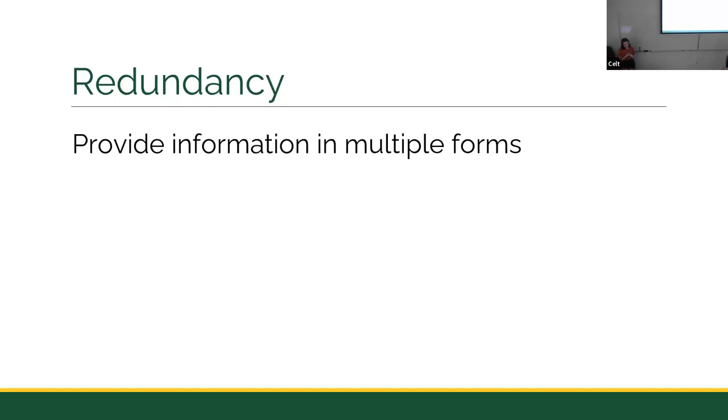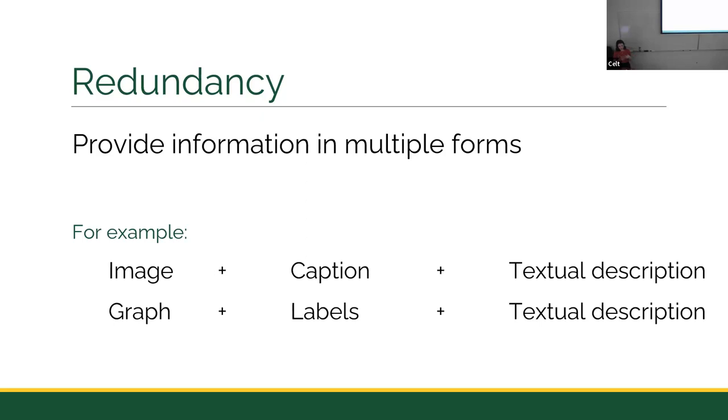The second key concept is redundancy. So providing information in multiple forms. Redundancy can have a negative connotation, but it's actually really great to have information in multiple ways for people to understand and explore it. So not just having an image, but having an image with a caption, with a text description, with that alt text, or to not just present a bar graph, but to provide it in context. Like you're summarizing what the key points are, you're having data level labels when necessary, maybe a caption if you need to.